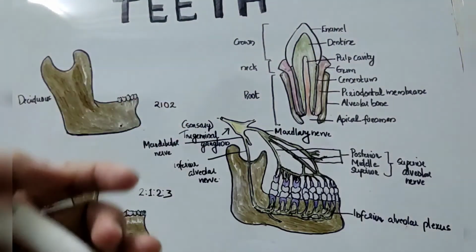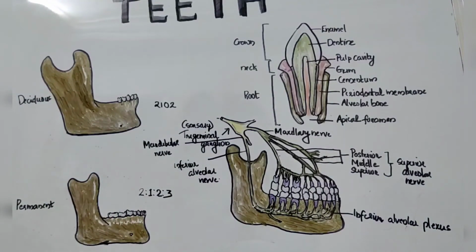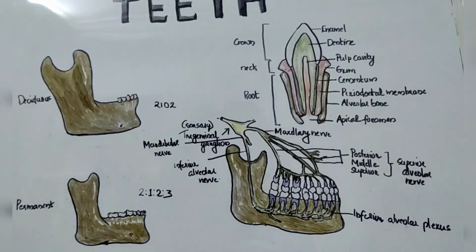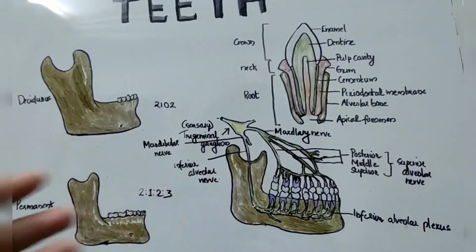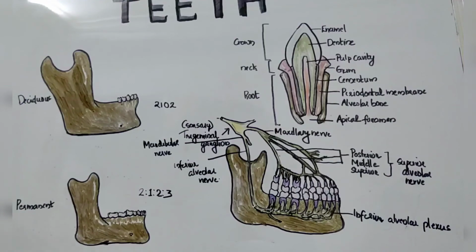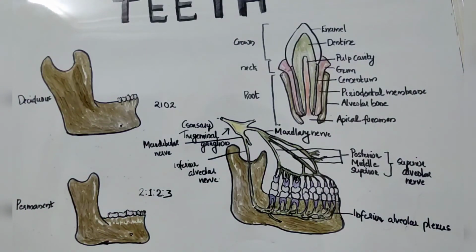Then we discussed the eruption of the temporary teeth. They erupt by about 6 months of age and complete eruption by about 2 years. And then we discussed the nerve supply. It is supplied by the trigeminal ganglion, which divides into the maxillary and mandibular nerves, which supply the upper and lower jaw.